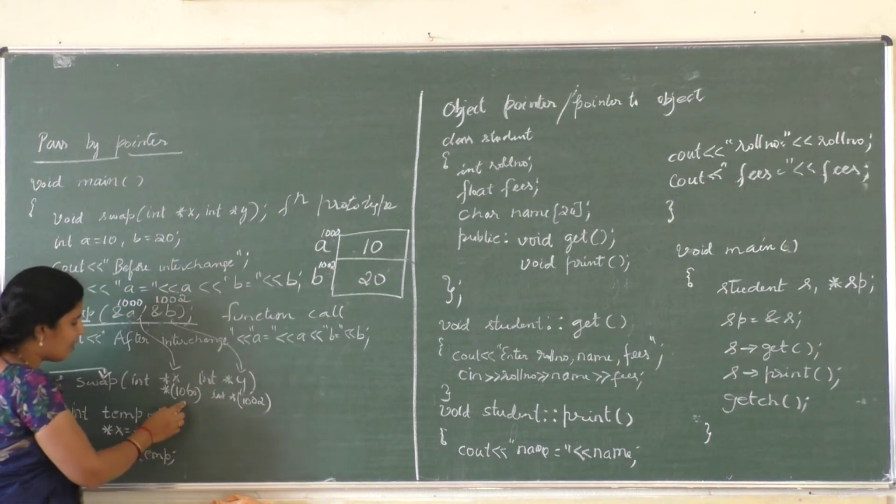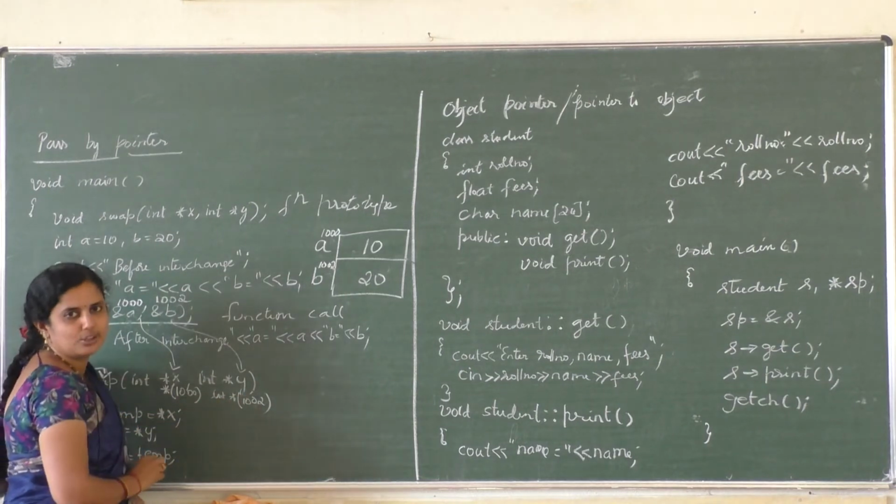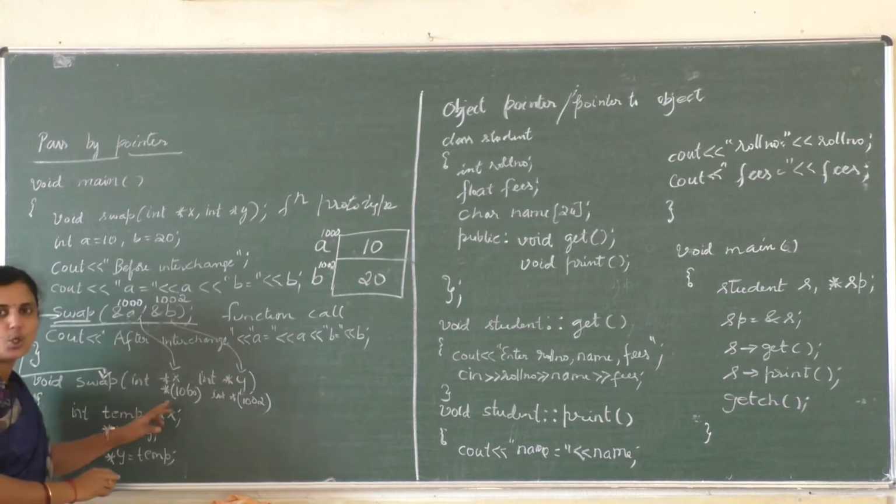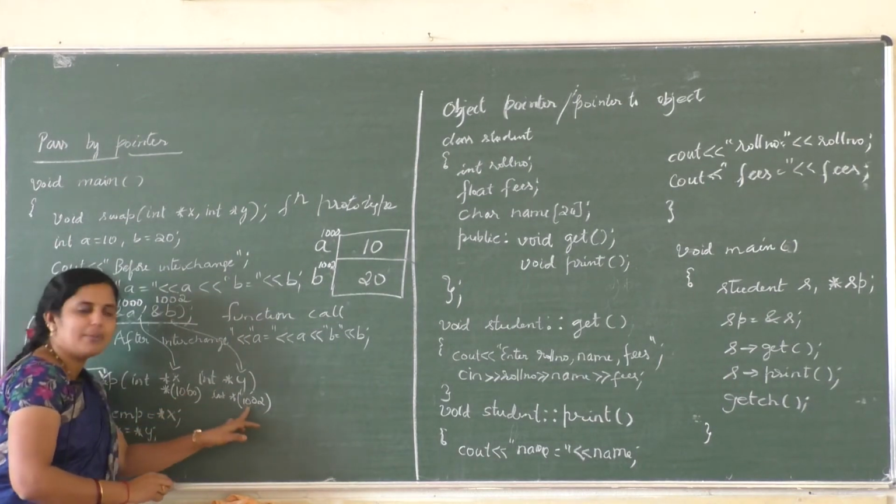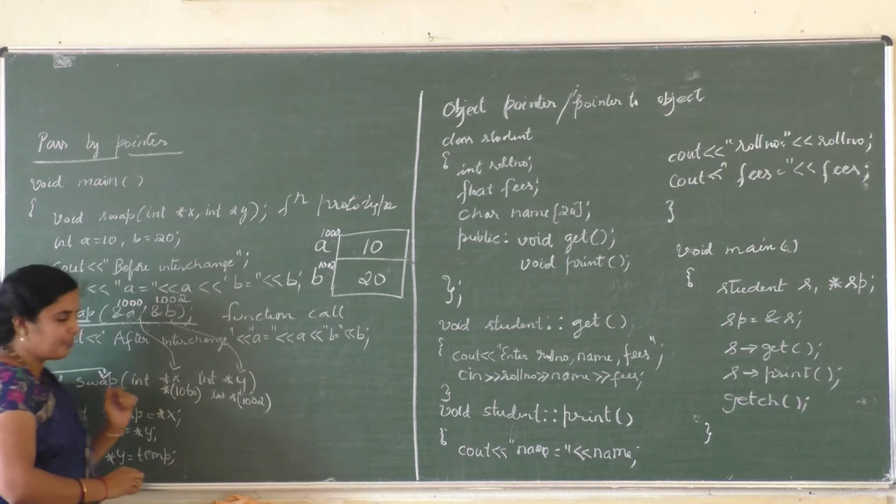So here we have arguments 1000 and 1002. That is actually a memory address. So it is given here. It is a memory address, 1000 and 1002.